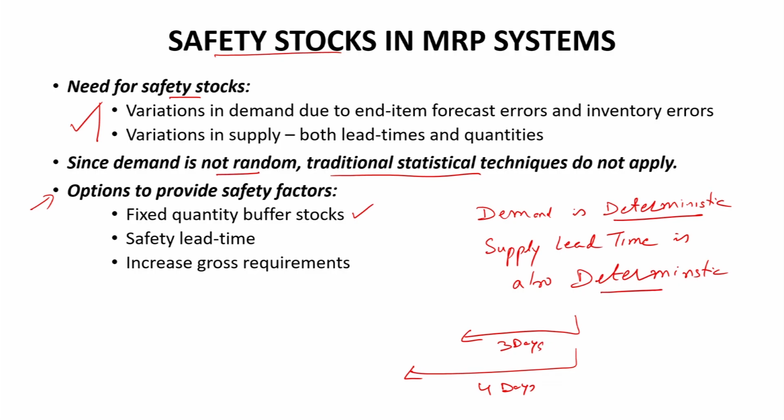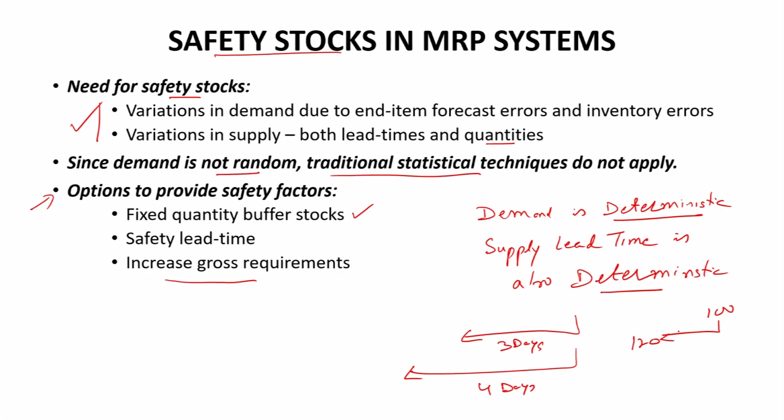So, I can have a safety lead time, I can keep some fixed quantity buffer stock, or I can increase the gross requirements also. Though 100 units are required, I may procure 120 units and keep 20 units as a buffer, to take care of any uncertainty in quantities, if less quantities are coming from the supplier. So, you give an order.